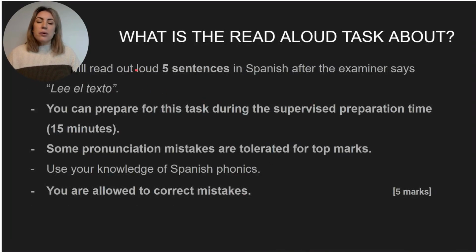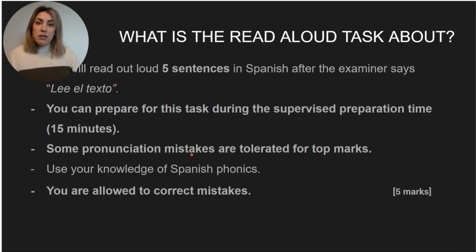Vamos. So what is the read aloud task about? You'll read out 5 sentences in Spanish after the examiner says, lee el texto. You will prepare for this during your preparation time, but you are not allowed to take any notes. So you will be given a card or a piece of paper. You're not allowed to write anything down, okay? So that's why it's really important that we think through the process. And you will be doing this during the supervised preparation time.